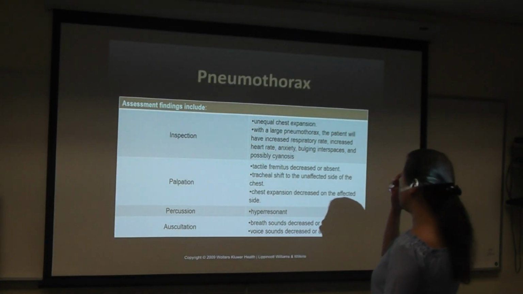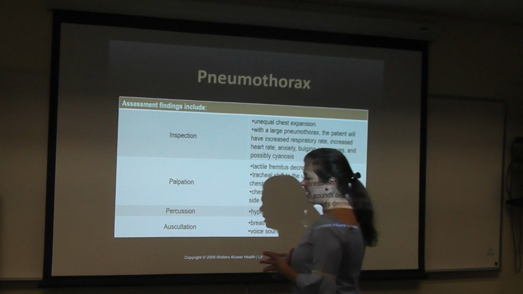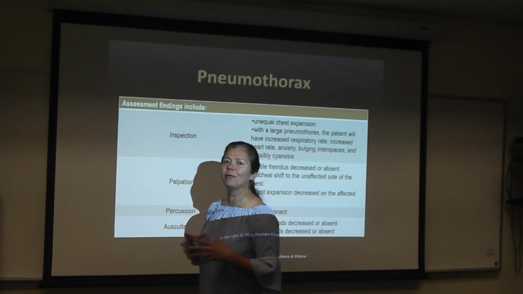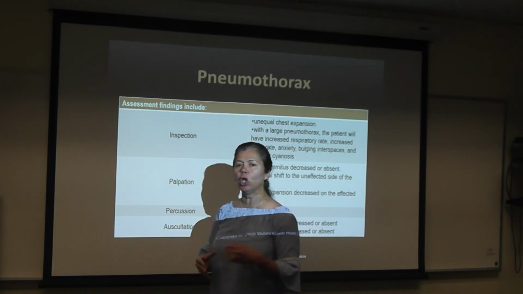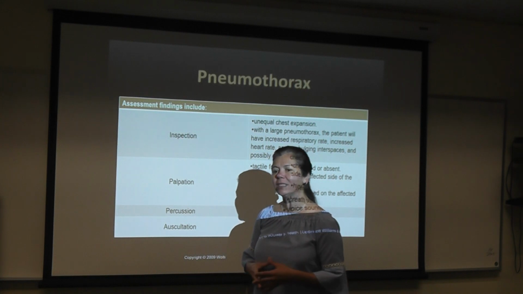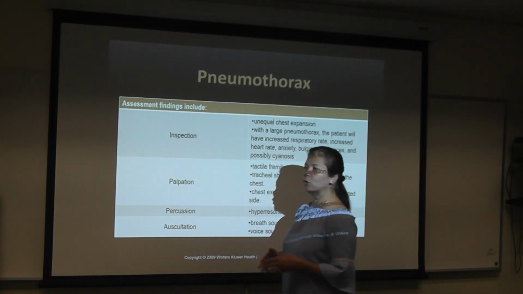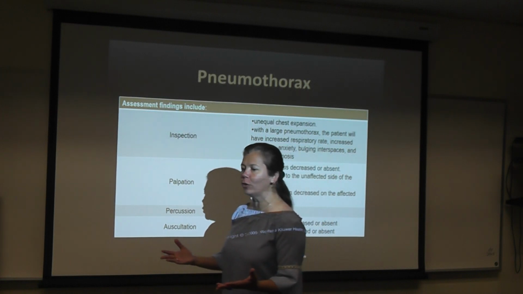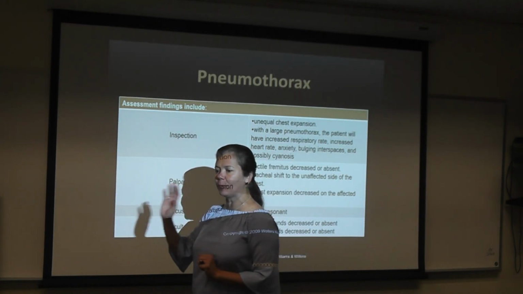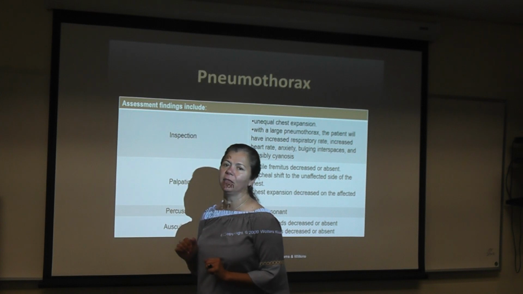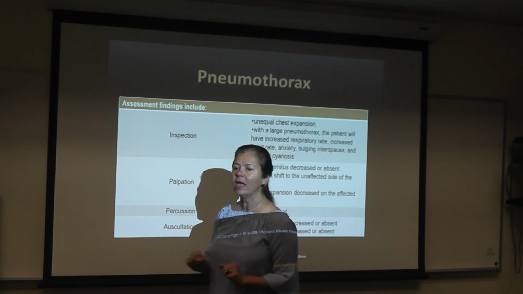Pneumothorax: patients with pneumothorax, remember that there is a lot of air trapping. So even though there's a lung collapse, there is air trapping as well, okay? So of course, when you tell the patient to breathe, you're going to see unequal chest expansion on the area where the lung is collapsed.